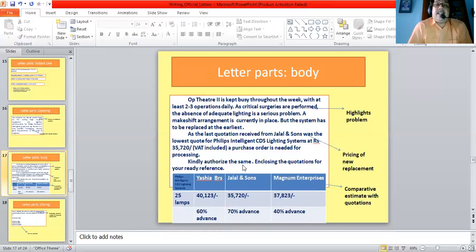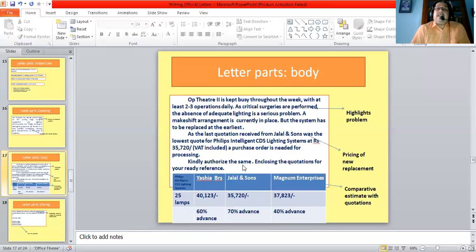Now, to carry on, as the last quotation received from Jalal and Sons was the lowest quote for Philips Intelligent CDS lighting systems at rupees 35,720, VAT included, a purchase order is needed for processing. Kindly authorize the same, enclosing the quotations for your ready reference. Okay. So, not only do you have to highlight the nature of the problem and the gravity of the situation, but also indicate what sort of action needs to be taken. So obviously here it's a question of replacing the defective lighting system with a proper functioning or new one.